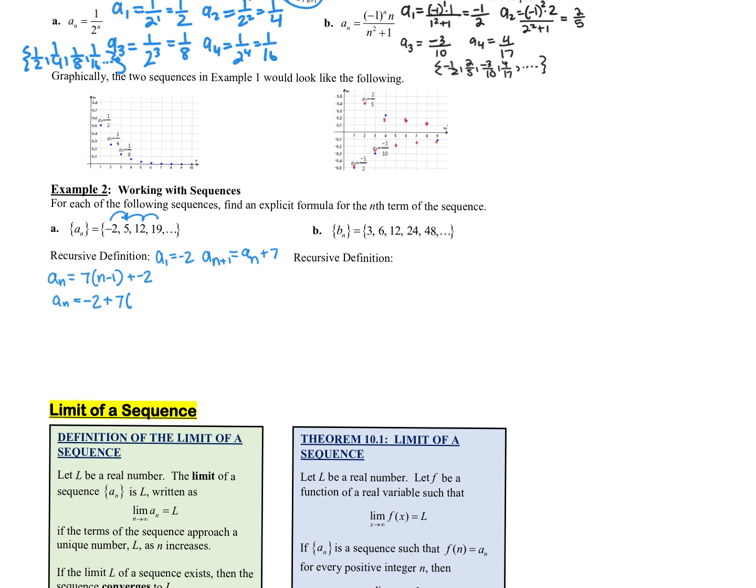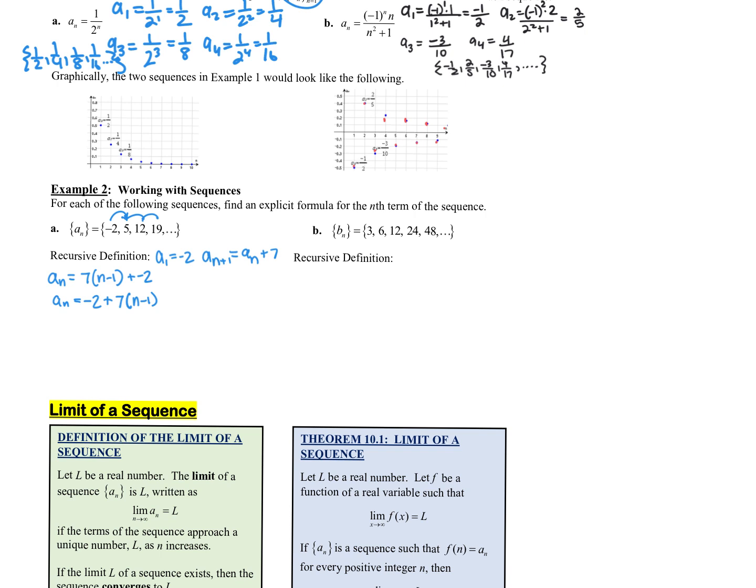And so we're going to do that for n minus 1, because the first time to get from -2 to 5, you're just going to add 7. The second time you'll add 7 again, and 7 again, 7 2 more times, and 3 more times, etc., etc.